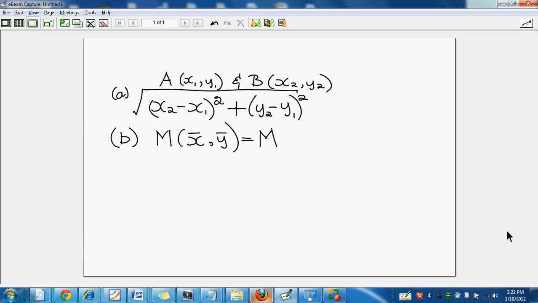M. And in order to calculate what x bar is, what we would do is we would add x1 plus x2 together and divide that answer by 2. And that would give us what the x coordinate or x bar is for the midpoint. And to get the y coordinate of the midpoint or y bar, we do the same thing with the y coordinates. We find the average of them, which is y1 plus y2 over 2.